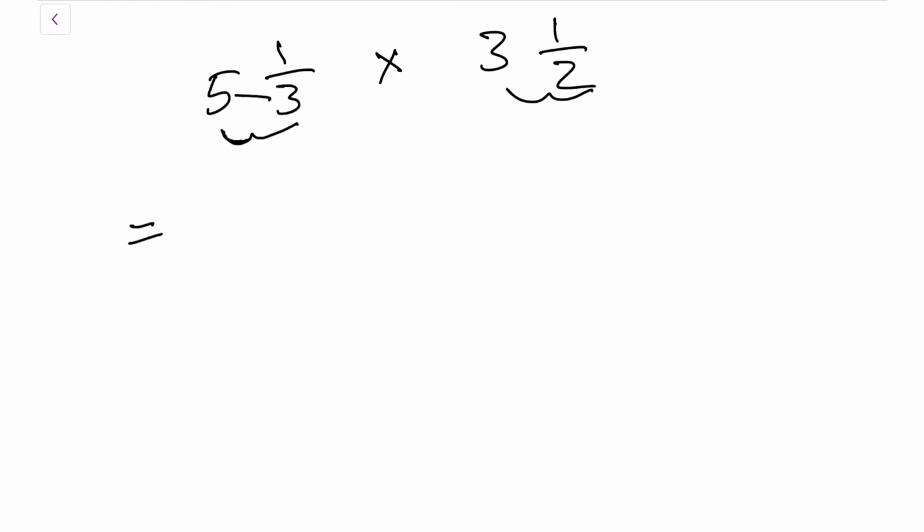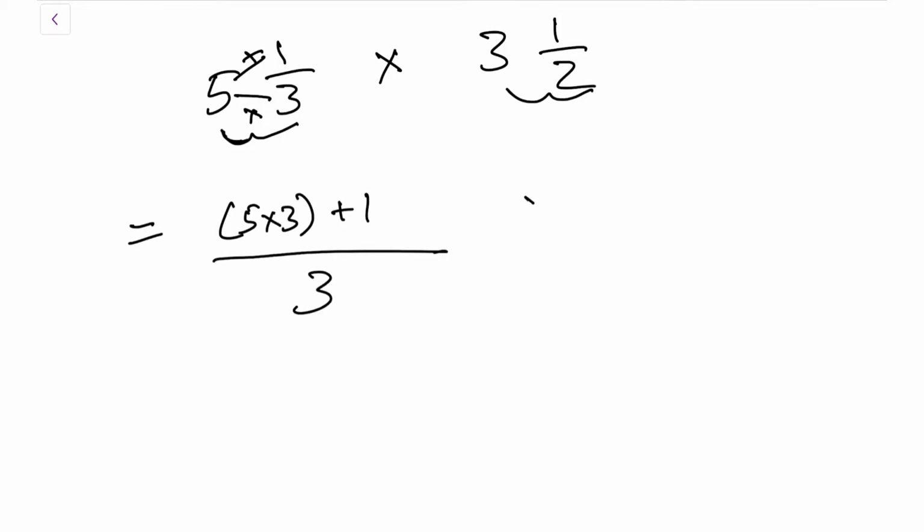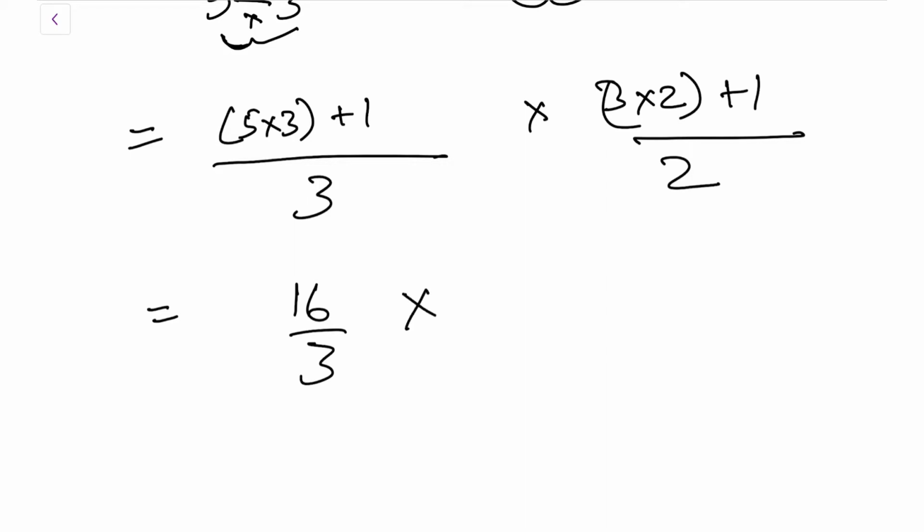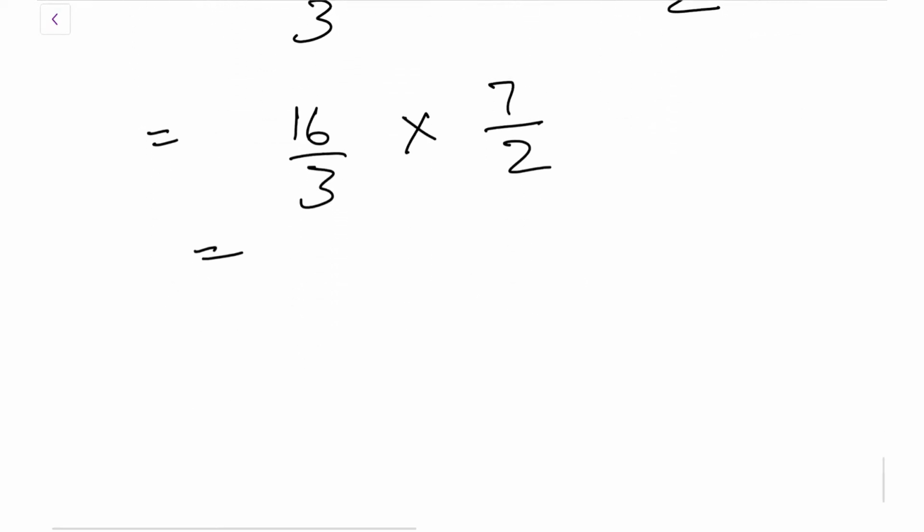How do we do that? We know that 5 into 3 plus 1, the denominator remains the same, into the same thing, 3 into 2 plus 1 divided by 2. That's it. So 5 3s are 15 plus 1 is 16 by 3, into 3 2s are 6 plus 1 is 7 by 2. Now before you multiply the numerators and the denominators, let's see if there are any common factors. Can you identify any common factors between the denominator and numerator? That's it. We have 2 1s are 2, 2 8s are 16.